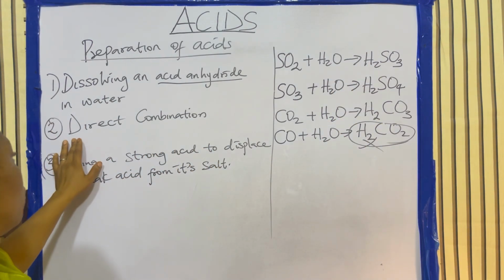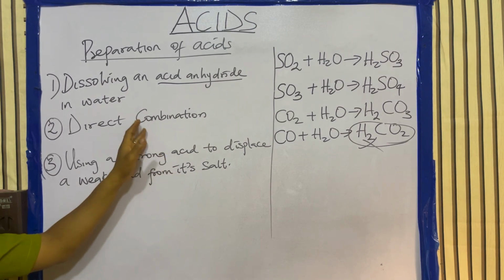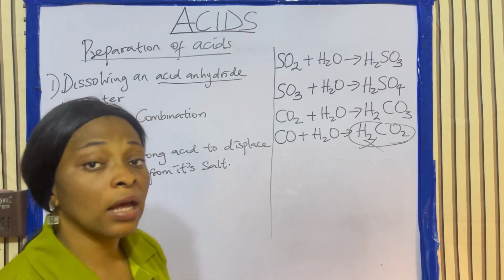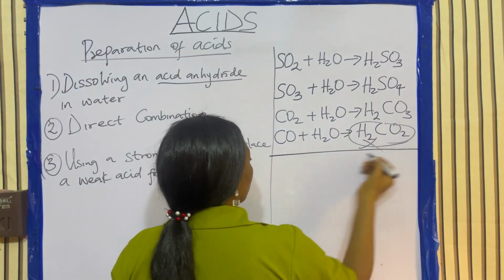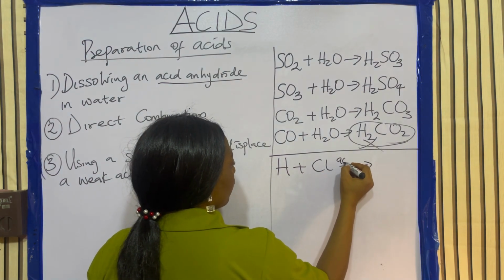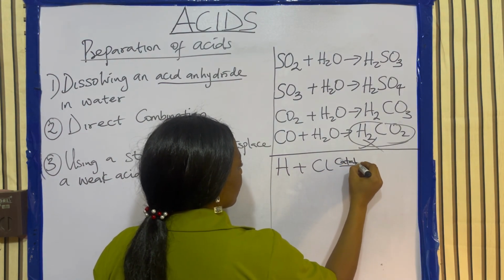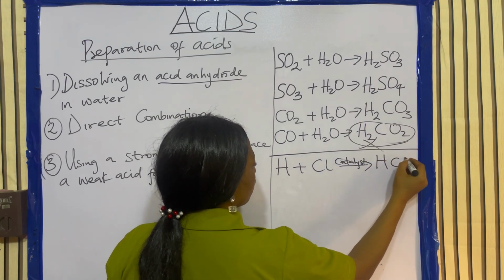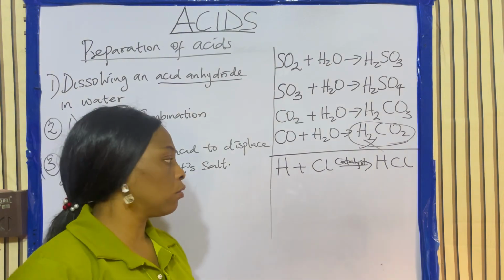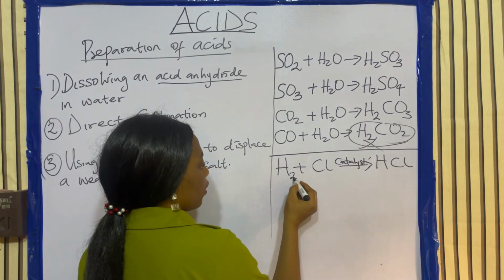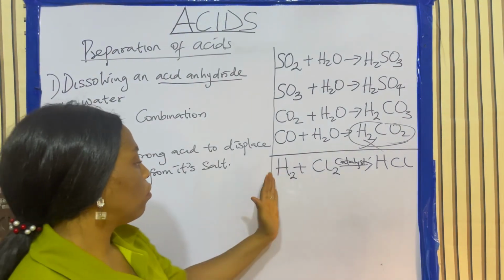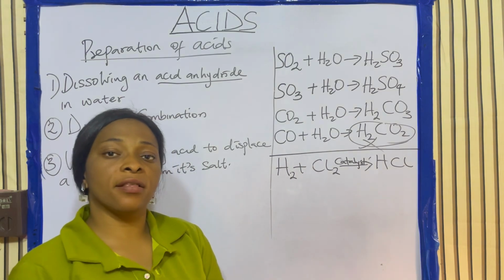Then we look at the number 2, direct combination. Direct combination is simply reacting this and this, bringing them together. That's what we refer to as direct combination. Let's look at this. If you react hydrogen and chlorine in the presence of a catalyst, you will have what? Hydrogen chloride. This is what we refer to as direct combination. Sorry, you're supposed to have a 2 here and another 2 here. Then you can now balance the equation. So reactions like these are what we refer to as direct combination.